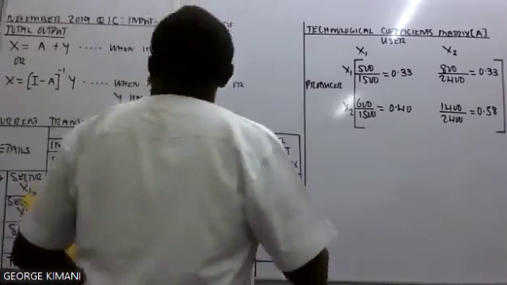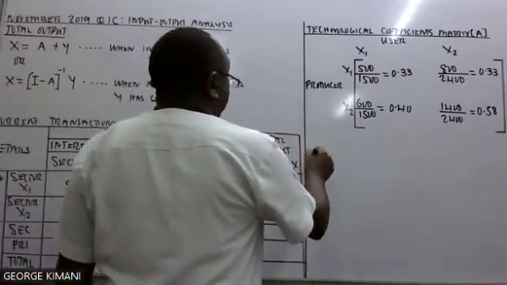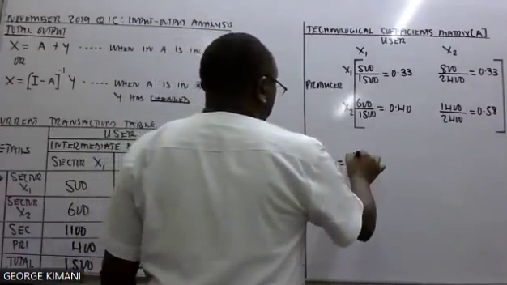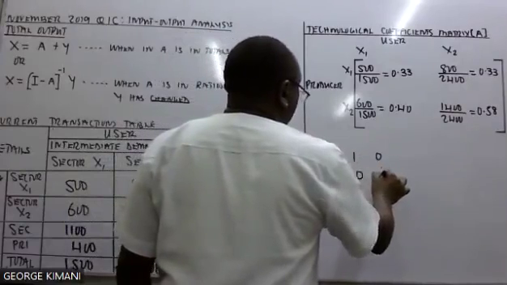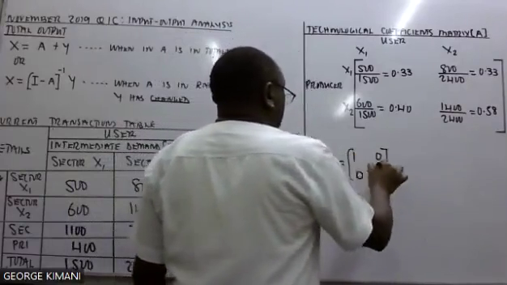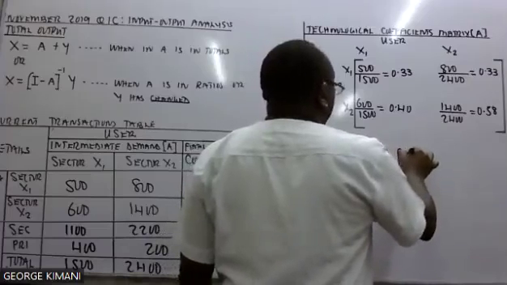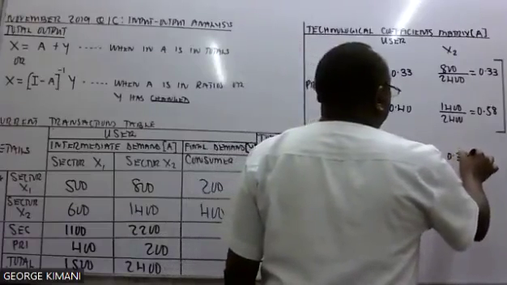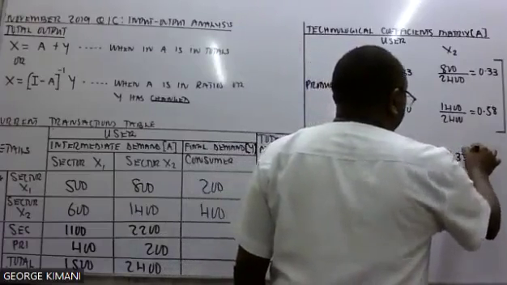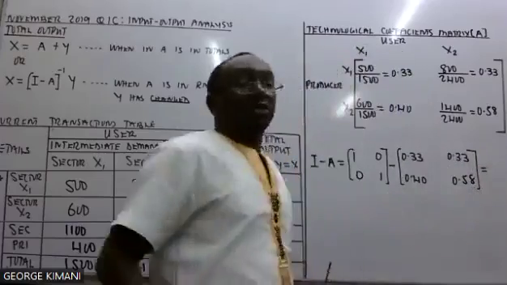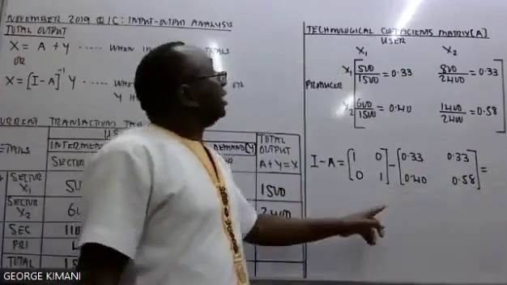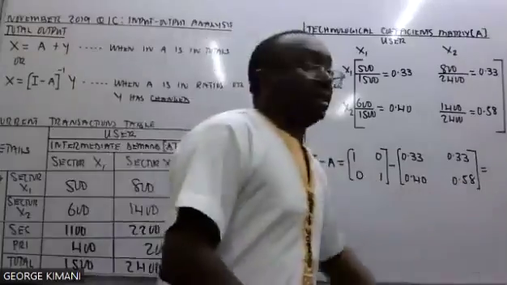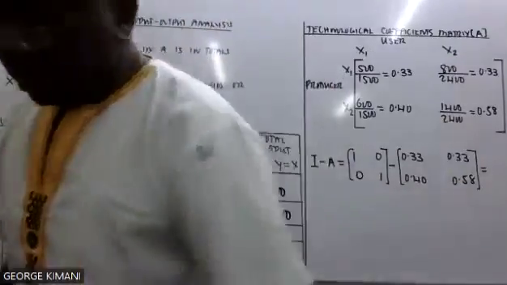So with that now, you proceed and tell us I minus A is equal to 1, 0, 0, 1, the identity matrix, minus 0.33, 0.40, 0.33, 0.58. So the matrix you will get, I want you to get the inverse for it. The inverse of 2 by 2. Of what you get here, you get the inverse. Just a minute, I have something.